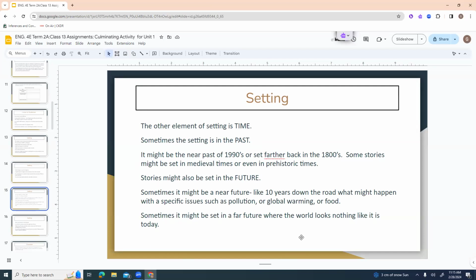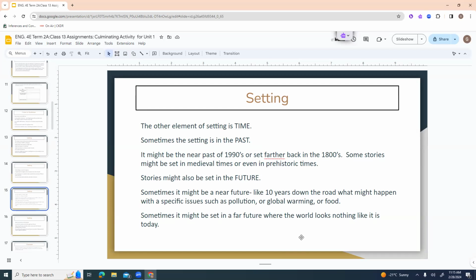Sometimes the setting is in the past. It might be the near past of like the 1990s or set farther back in the 1800s. Some stories might be set in medieval times or even in prehistoric times. There was a very famous series that was set in like caveman times, Clan of the Cave Bear.